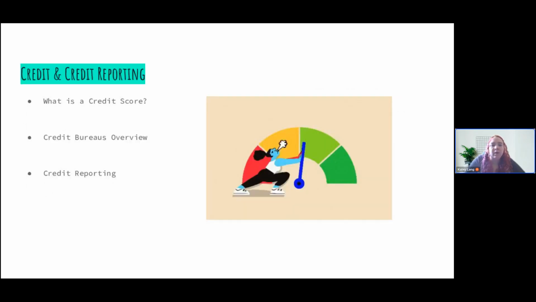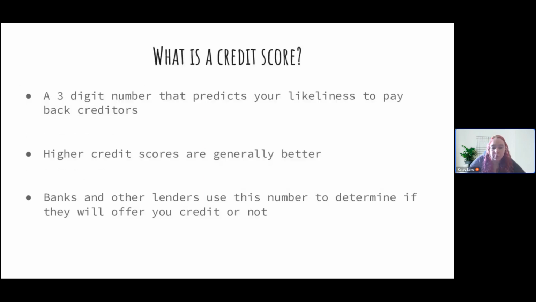Okay, so then credit and credit reporting. We're going to talk about what a credit score is really quick, a credit bureaus overview, and then the credit reporting. Okay, so credit score, what is it? It's a 3-digit number that predicts your likeliness to pay back creditors. So higher scores are generally better, and banks and other lenders will use this number, among a few other things, to determine whether or not they will give you credit.